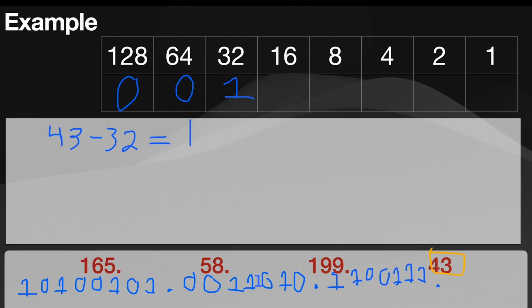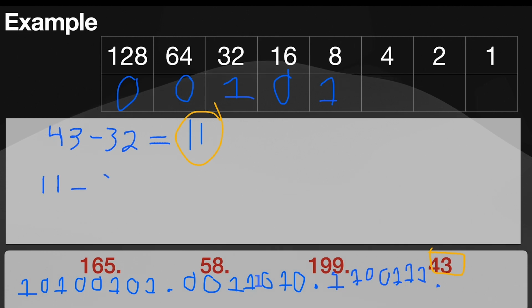Yeah, and that gives us 11. So then we'll take our number 11, so 16 is greater than 11, so that's a 0. 8, though, is less than 11, so that's a 1. We'll do 11, take away 8. That gives us 3. So then that's our new number.